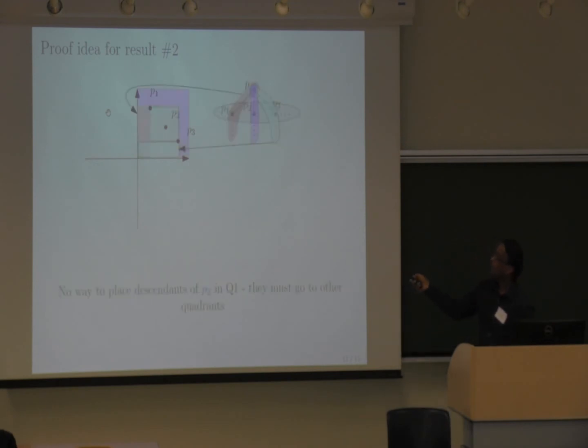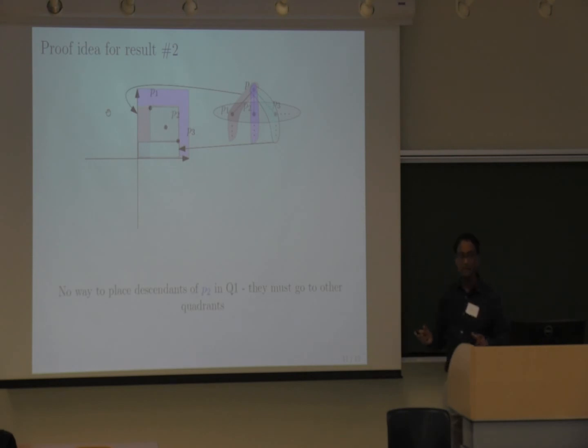So with that, I claim that for the middle point P2, all the descendants of P2 cannot possibly lie in the first quadrant. Okay. And why is that? So this is by a simple case analysis. So let's try to see if I can place a descendant of P2 in this gray rectangle. Well, it certainly cannot be in the gray rectangle because that gray rectangle defines this hyperedge, and that should not contain any descendant of P2.